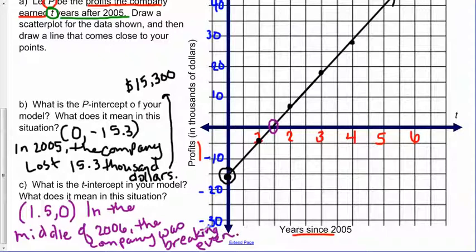And again, that's not the only way that you could word this. There's lots of different ways that you could use words to describe what's happening at that t-intercept. Now, that doesn't mean that any old way would be correct. There's also lots of wrong ways to say it, but there'd be lots of right ways to write your answer to that as well.